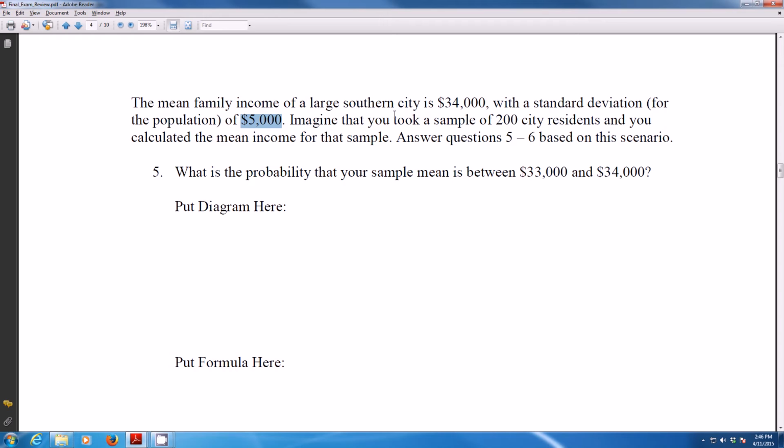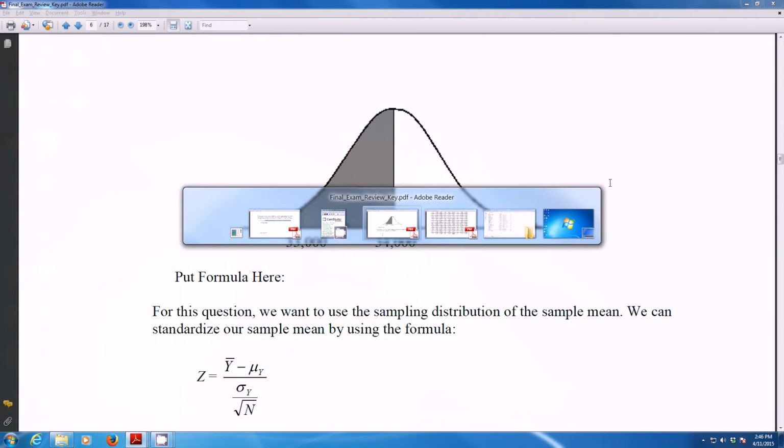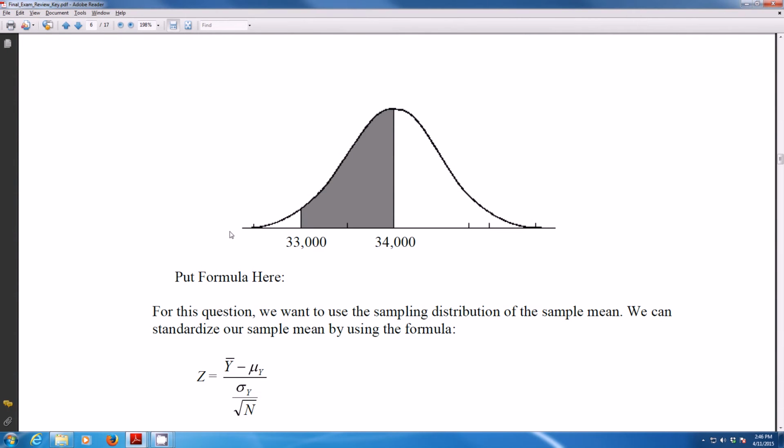Now we're told that we take a sample of 200 city residents, and we calculate the mean based on that sample. So the first question is, what's the probability that the sample mean is between 33,000 and 34,000? So we can start with the diagram, and in this case, what's being illustrated in this diagram is the distribution of sample statistics. In other words, this is a sampling distribution.